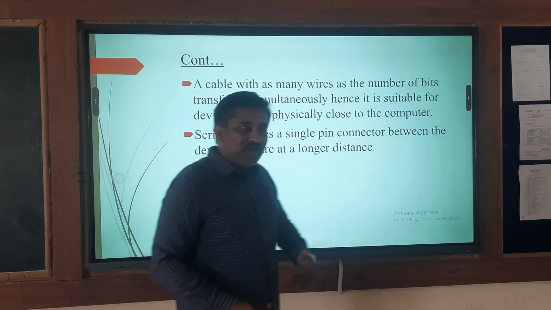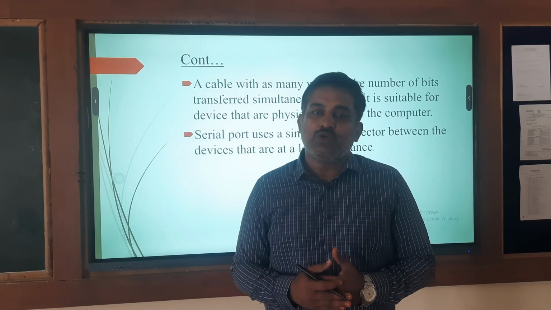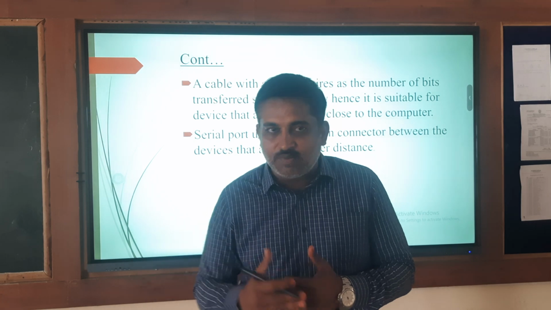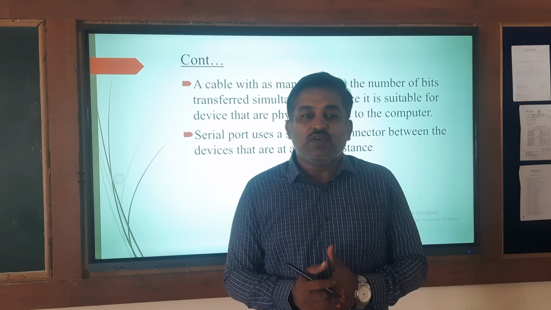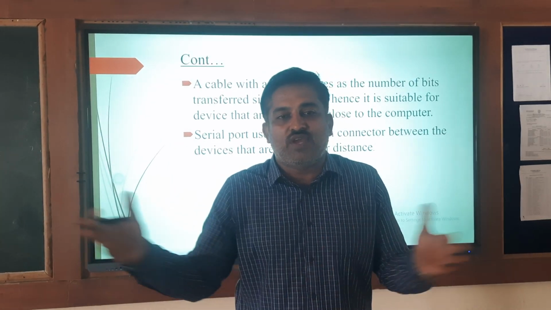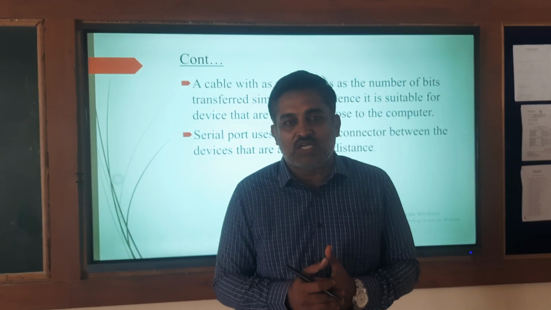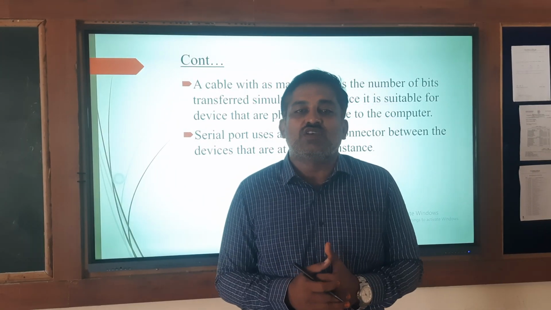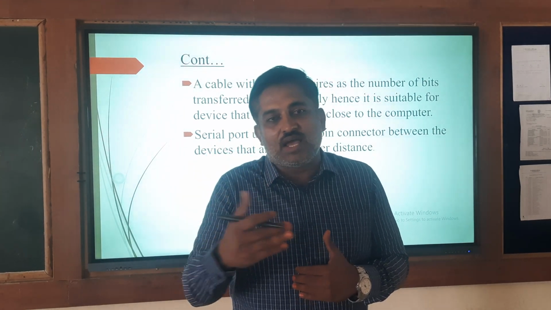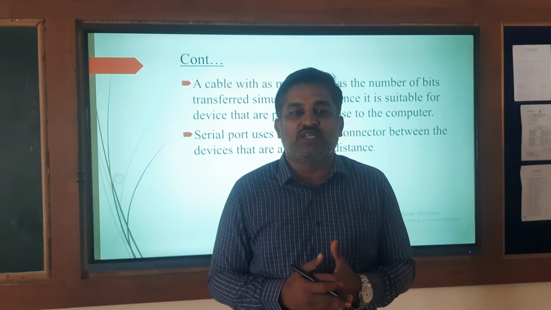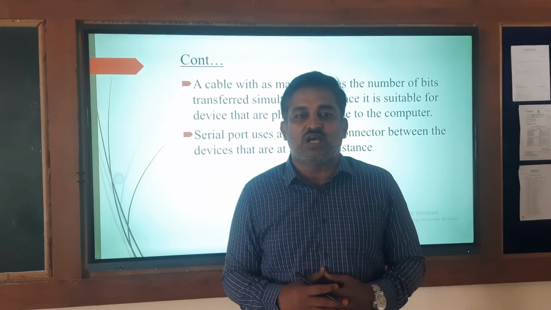Okay, so whenever I want to transfer information from one place to another, if the destination and the source are very near to each other, then I may use parallel communication. If the destination and the source are far away from each other, at that time I may use serial communication to transfer the data because of cost reduction. If they are very near to each other, then even if I use more cables for transferring the data, the length of the cables is small. So obviously the cost is also small.